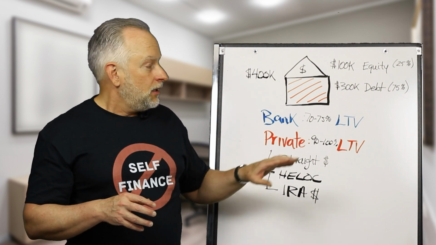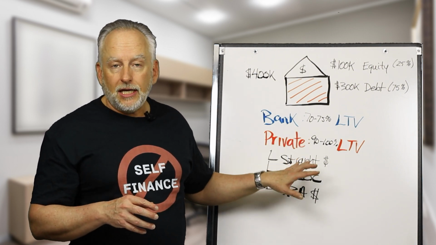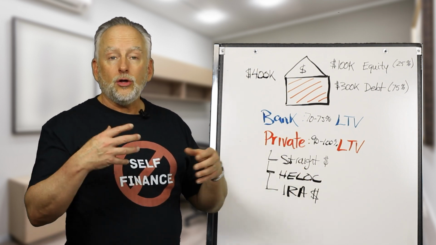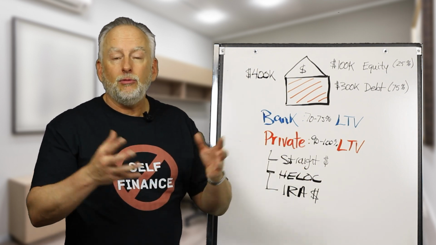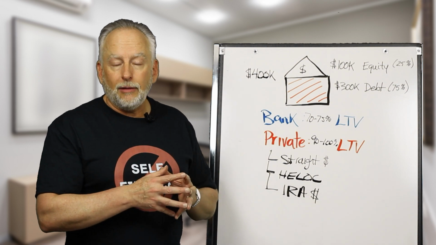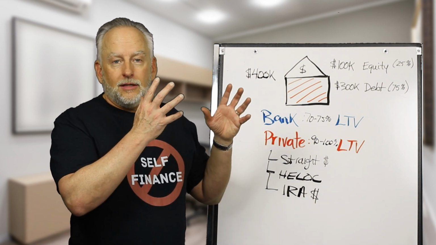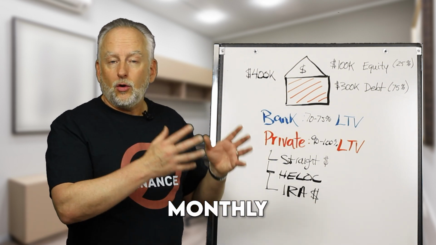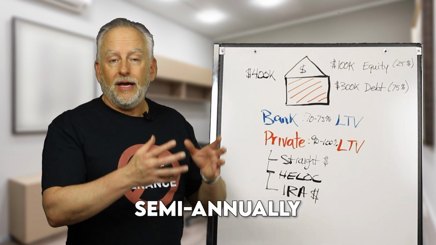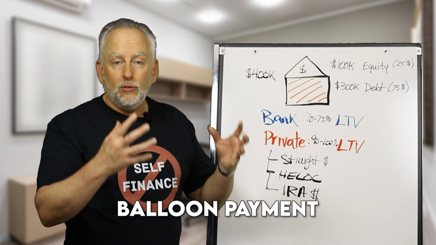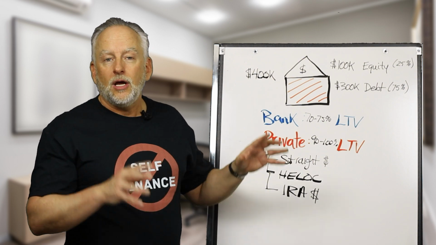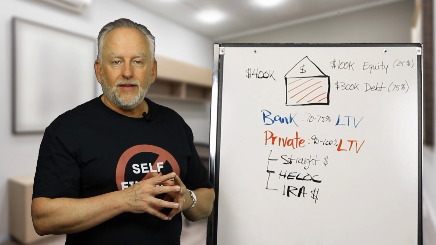And here's the great news. Typically, you don't have to pay as much interest on that kind of money. Also, you don't have to make monthly payments on it. They really don't care. It's going into their retirement account. You can pay that monthly if you want to. You can pay it quarterly. You can pay it semi-annually. You can pay it once a year. You can make a balloon payment after X number of years. There's tons and tons of flexibility here.